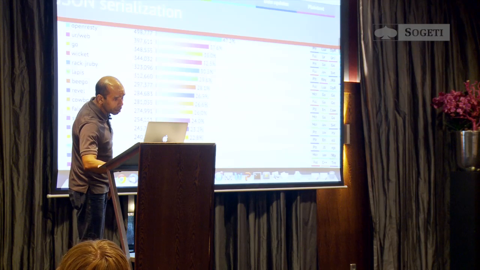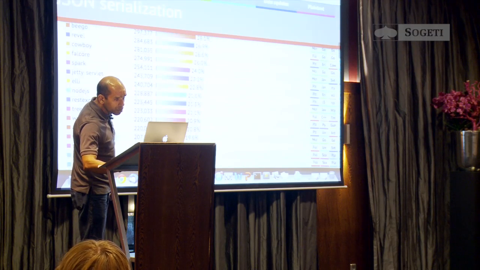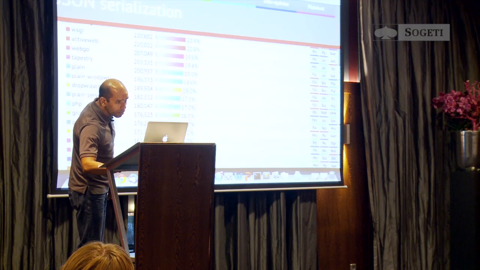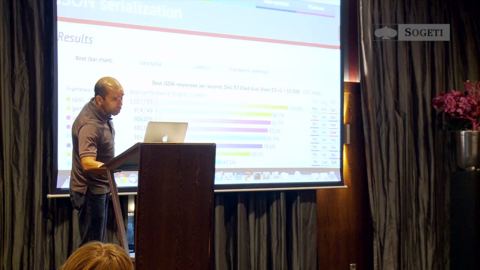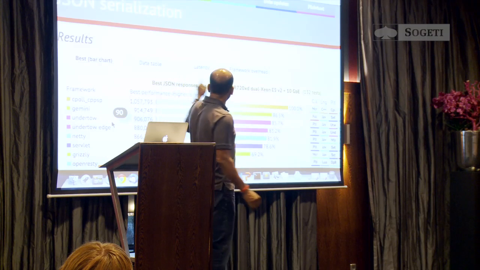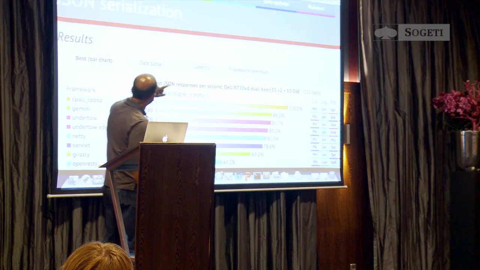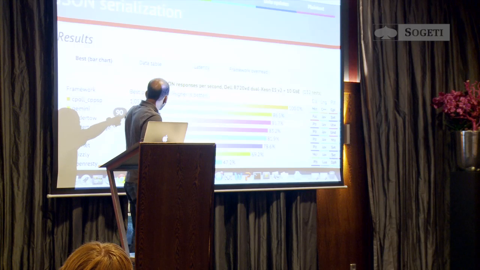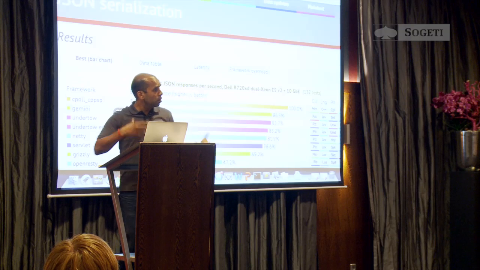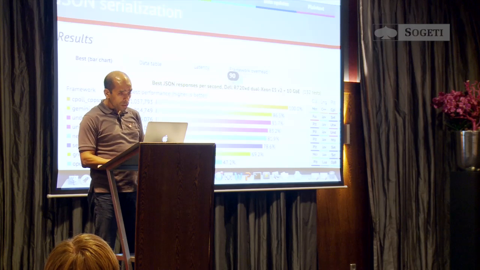Node.js is way down here. Tapestry is way down here. Plain Windows, oh gosh, it's terrible. But the point being, Undertow is right up here, and Undertow is our web server. So with JSON serialization, yeah, best JSON responses per second, there are almost 900 plus thousand requests and responses processed.